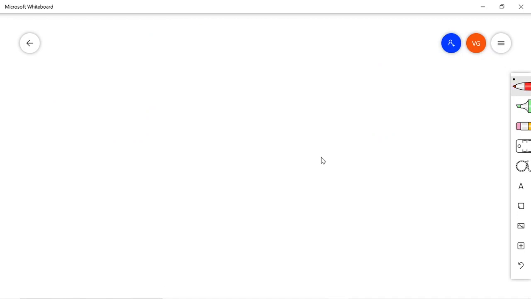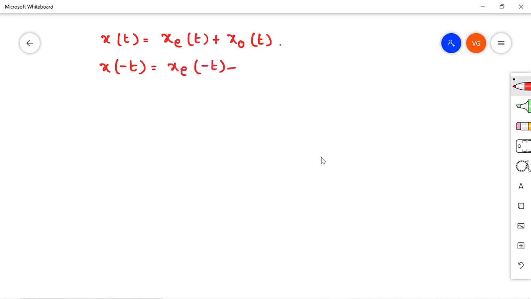So as I said, any signal x of t can be divided into an even part and an odd part. Let us take the signal x of t that I am writing as a summation of the even part and the odd part, xe of t and xo of t. Suppose I replace t by minus t, what happens? Wherever t is there, I am writing minus t. So xe of minus t plus xo of minus t. xe of t is the even part and xo of t is the odd part.